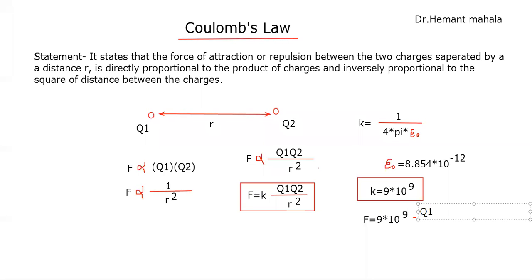Now Q1, Q2 by r square. So it is a very simple relation for Coulomb's law. Here the unit is Newton. So I am writing here Newton, N.